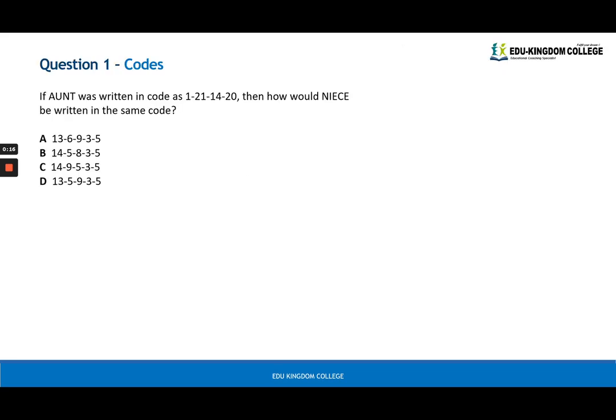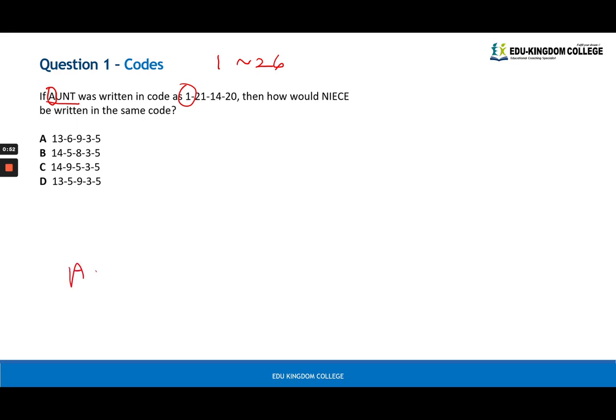So this first question was a codes question. If aunt was written as 121, 14, 20, then how will niece be written in the same code? The first thing that strikes me is that these numbers all lie in the range between 1 to 26. And this is very important because we know that our alphabet also ranges from 1 to 26. The next thing is that the first letter of our alphabet, A, actually is represented by 1. That tells me that this is actually the order of the alphabet.